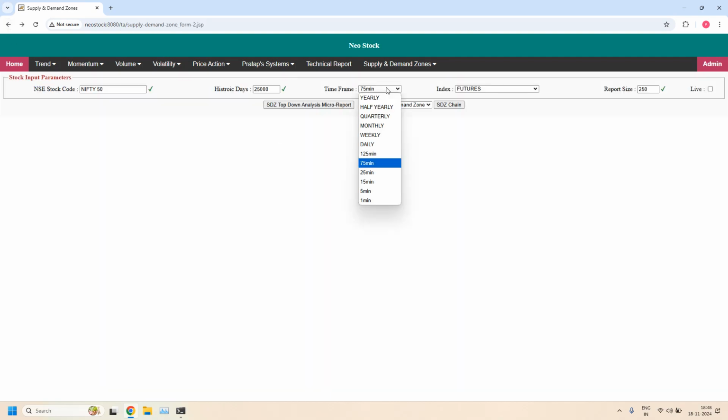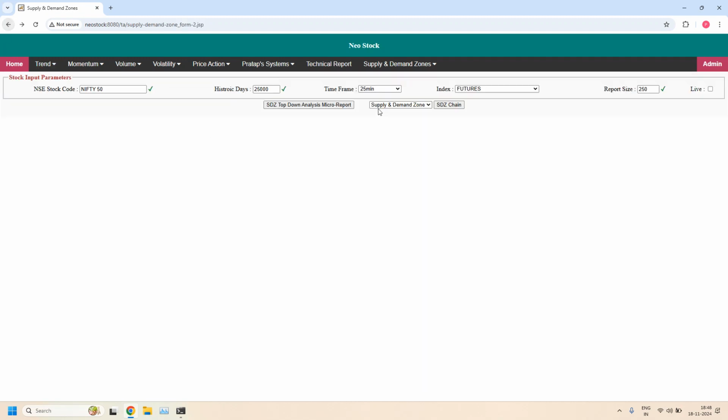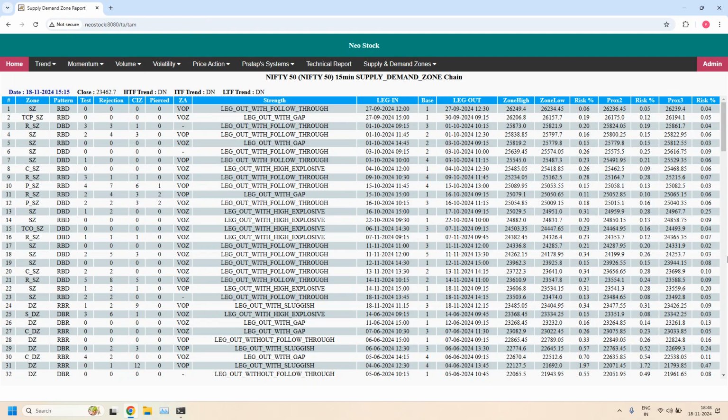Next time frame is 25 minutes, so 25 minute supply demand zone chain for Nifty. Next time frame is 15 minutes, 15 minute supply demand zone chain for Nifty.